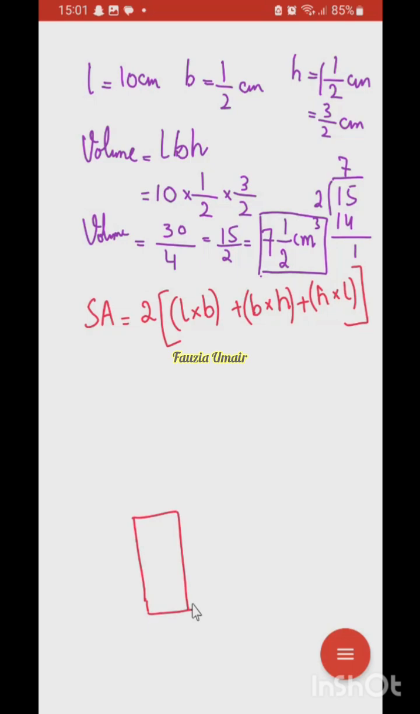If this is a cuboid, what is this formula doing? This formula is first multiplying length and breadth. Length and breadth make the top face, the first face. Then it is multiplying breadth with height. This is breadth and this is height, the second face. And then it is multiplying height with length. This is your face 3. And at the end we are multiplying it all with 2 because we have two faces of each. Total 6 faces, right.